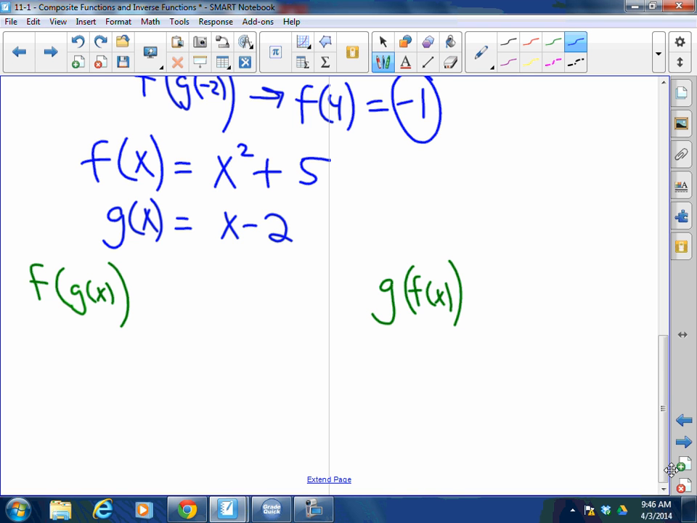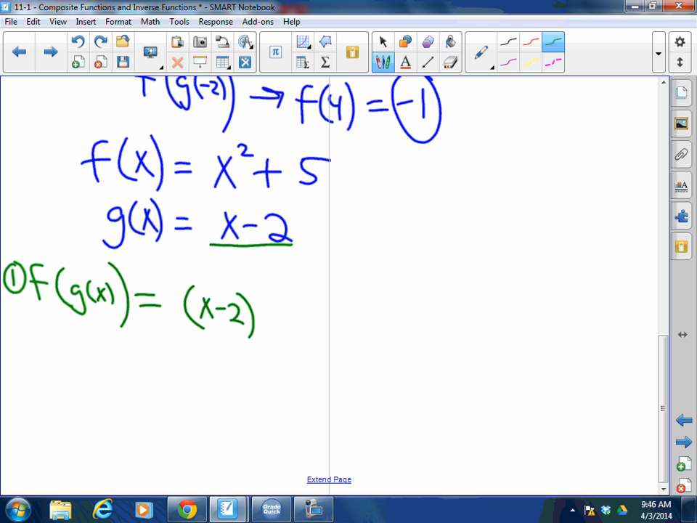What am I replacing for this one? Let's stick to green for f of g of x. What am I replacing every x of function f with? g of x, right? What is g of x? x minus 2. So f of g of x is going to equal x minus 2 squared.